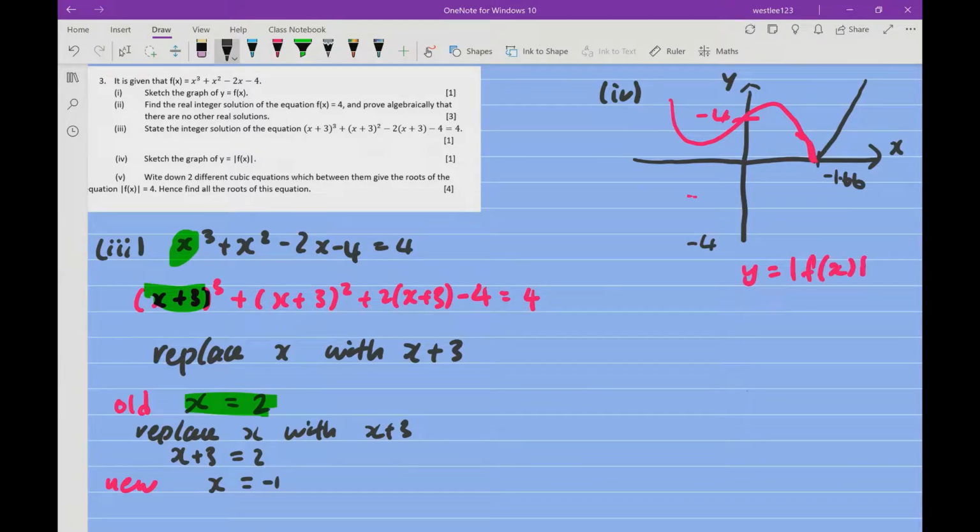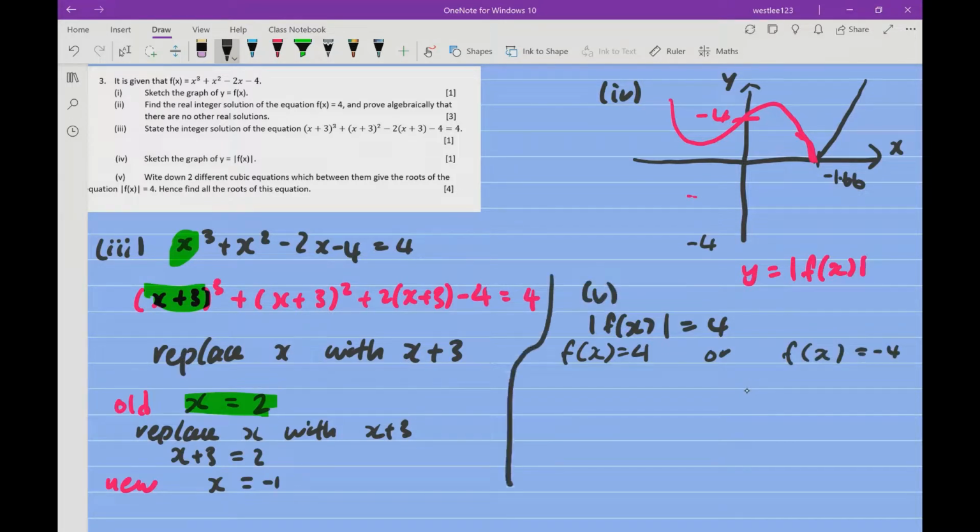And then for the last part, part 5, write down two different cubic equations which between them give the roots of the equation modulus f(x) equals 4. Now, if modulus f(x) equals 4, then f(x) equals 4 or f(x) equals -4. So x cubed plus x squared minus 2x minus 4 equals 4. x will be equal to 2 because this was the equation that we solved just now in part 2. So you don't have to solve it again.